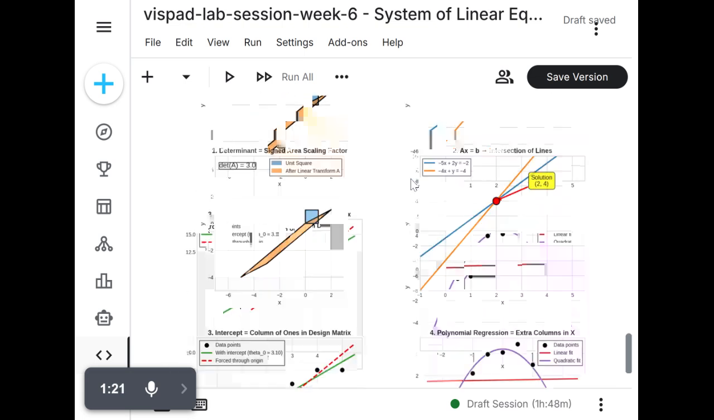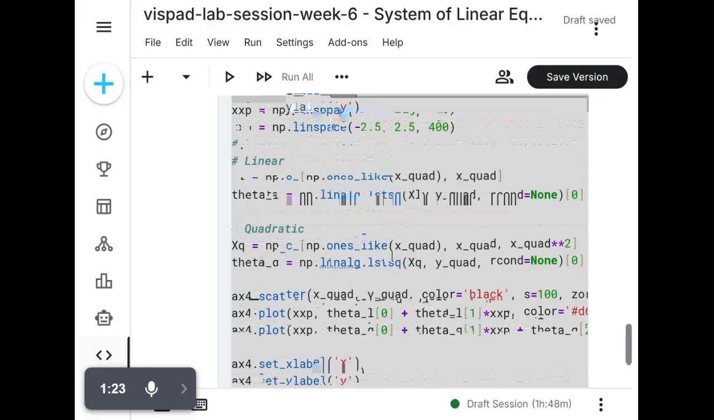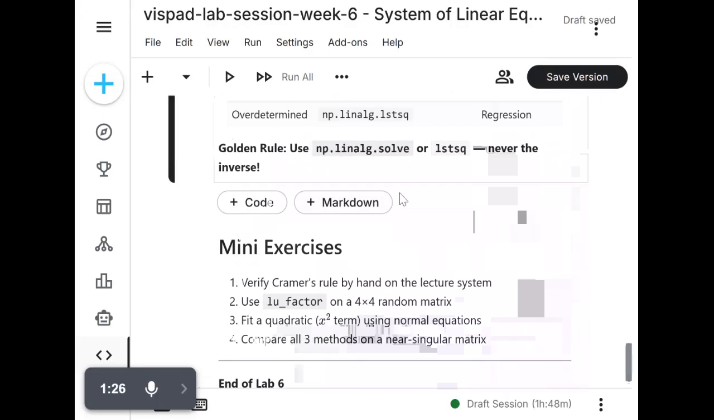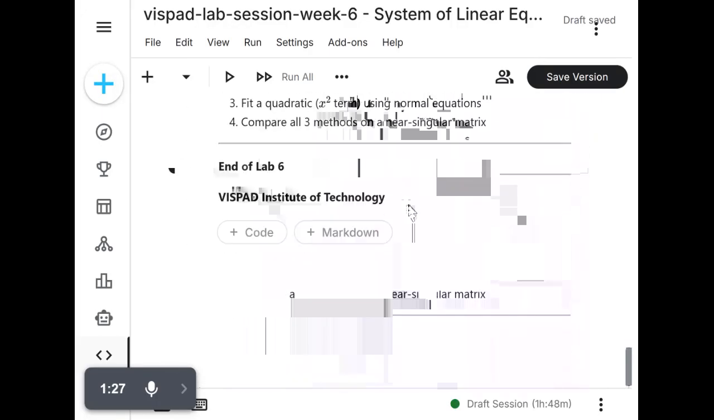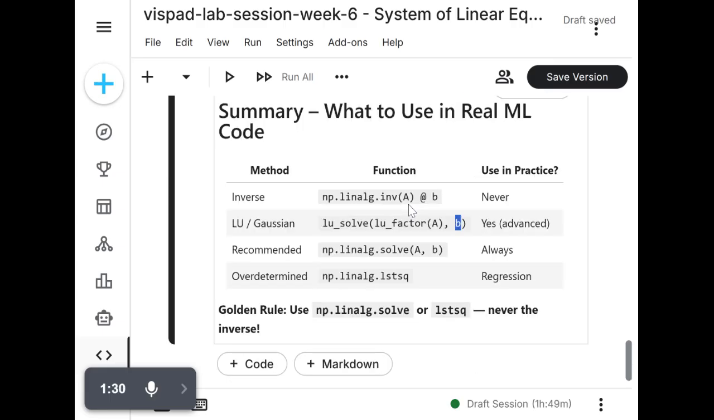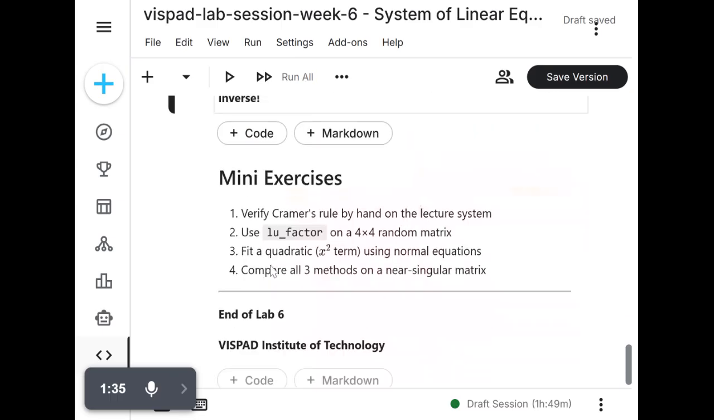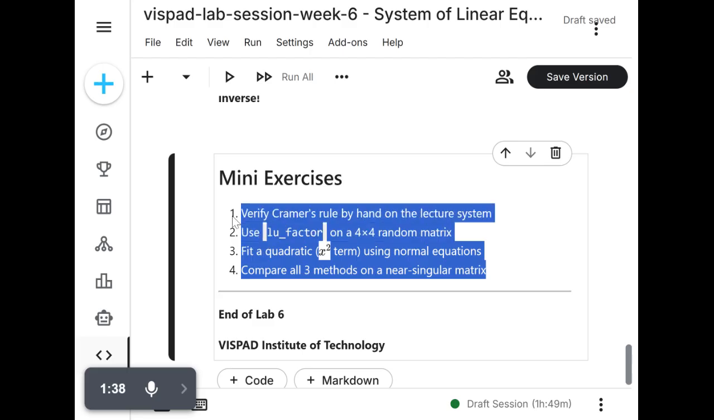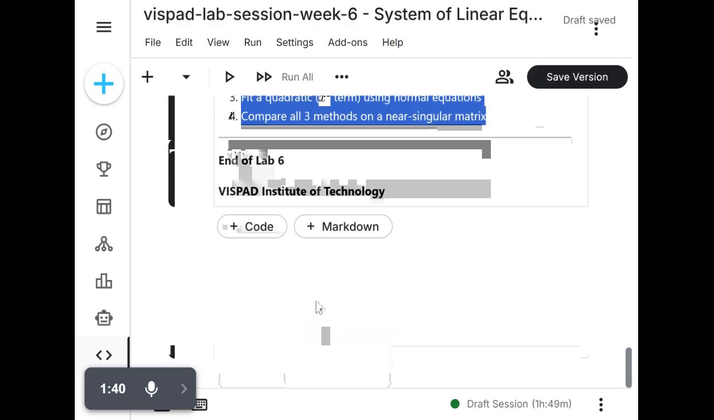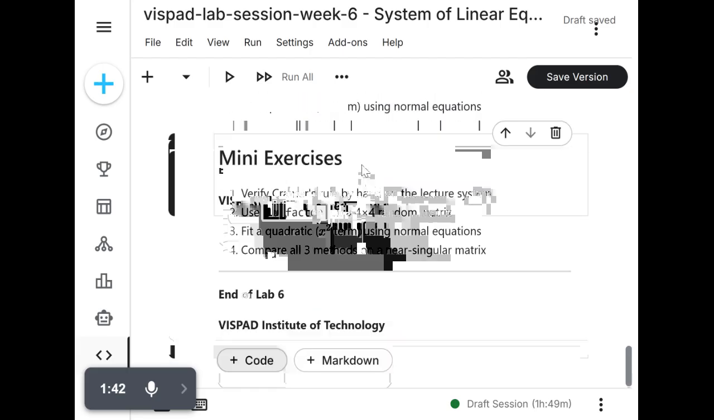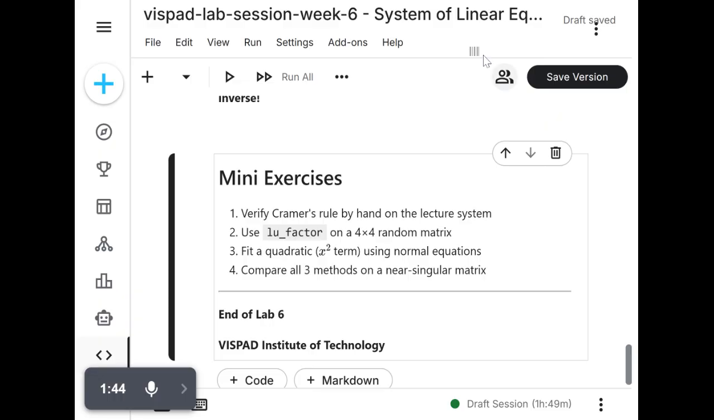For the regression part, we're using the least squares approach. So for regression, that's the recommended one to use in practice. Okay, so these are some exercises that you can try when you get the notebook. And I think that this is where we end.